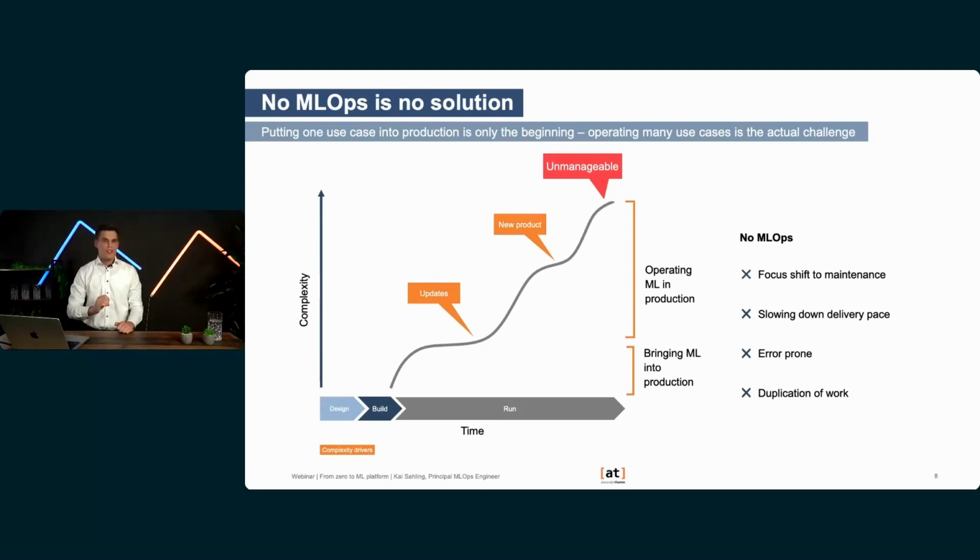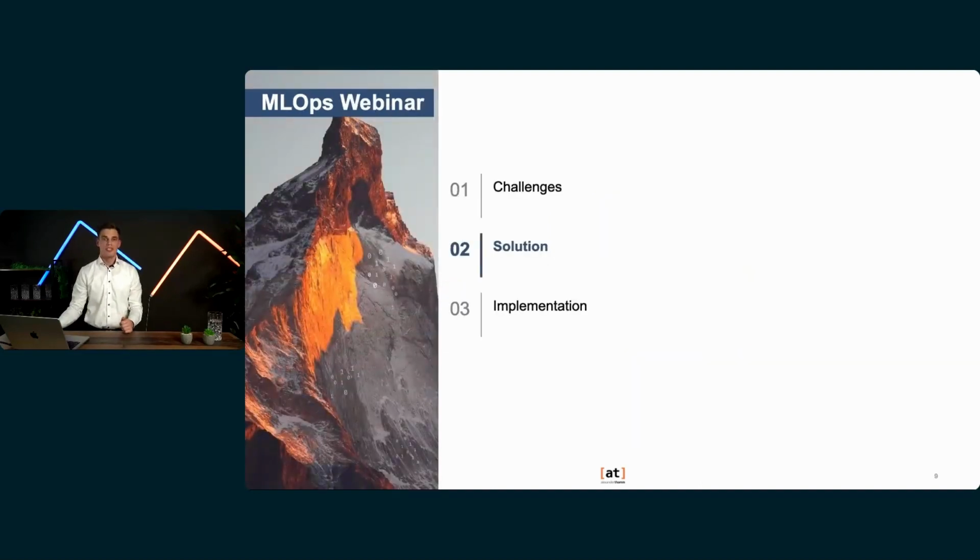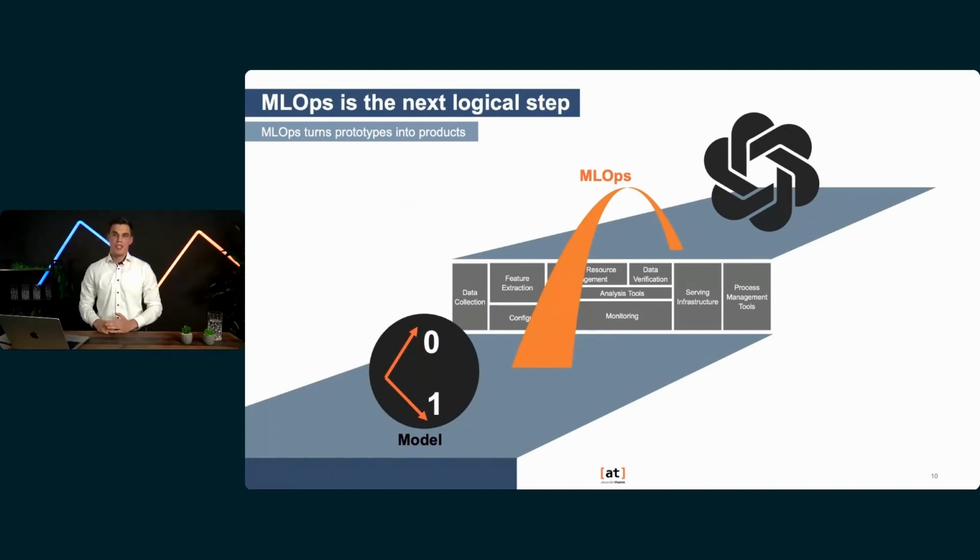Okay, so now that might sound terrifying, but of course, there is a solution for that. And that solution is obviously MLOps. So what is MLOps for us? It's simply the next logical step, let's put it like that. So it helps us to bring your prototypes into products and to maintain them, to operate them successfully. And anything that helps you to do that, that's MLOps. And I'd say really it's the next logical step.